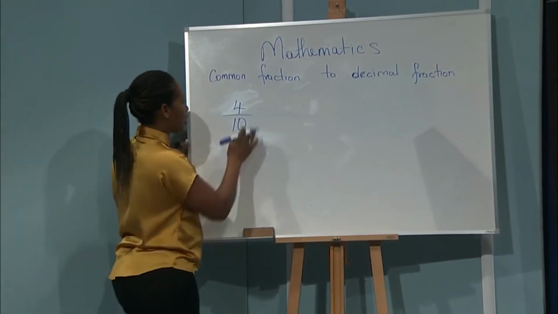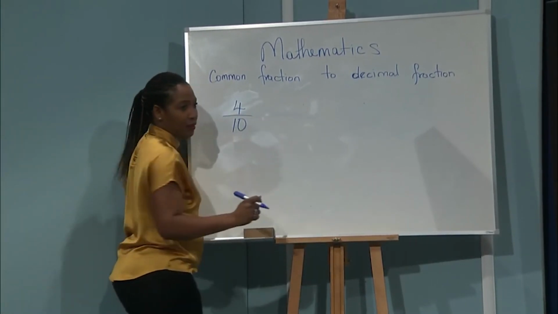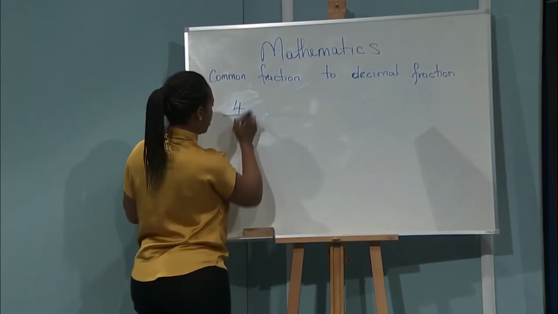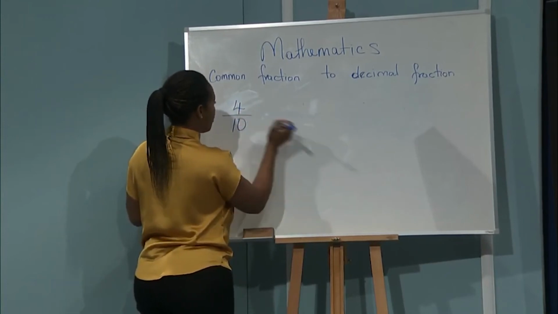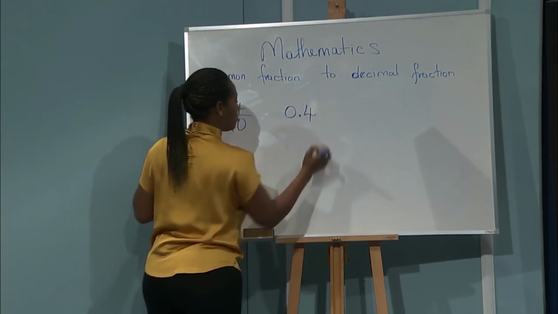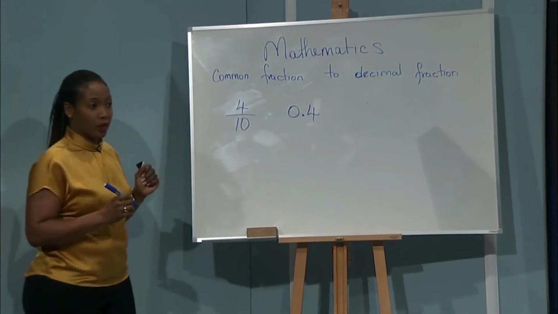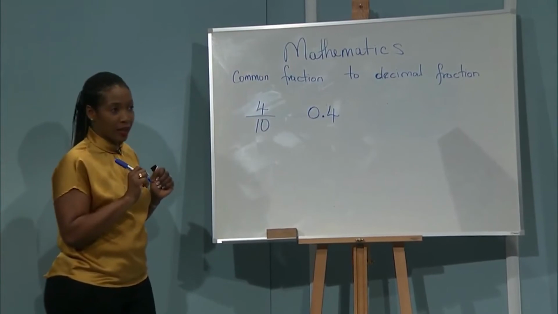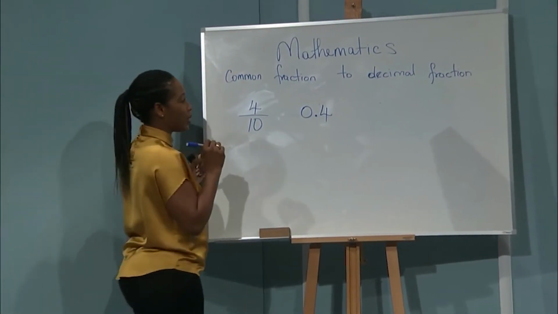That's the common fraction. Let us make a decimal, and then we go to the percentage. So this would be 4/10, and we know how to write 4/10. So it would be 0.4. Now, as a percentage, what does that look like?